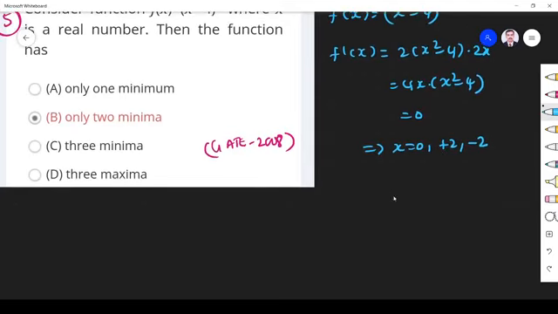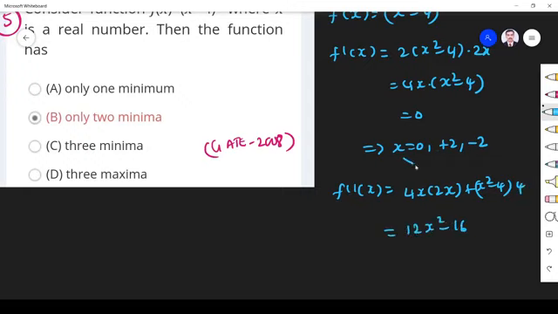Next we have to find the second order derivative, f double dash of x. We differentiate 4x into (x squared minus 4) using the UV formula: 4x into 2x plus (x squared minus 4) into 4. This will give 12x squared minus 16.